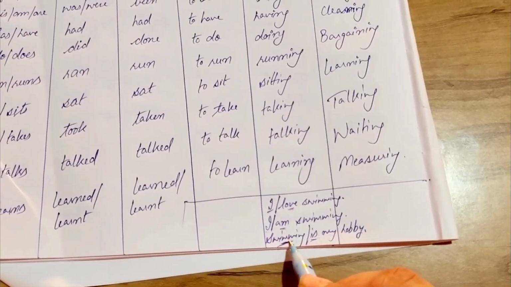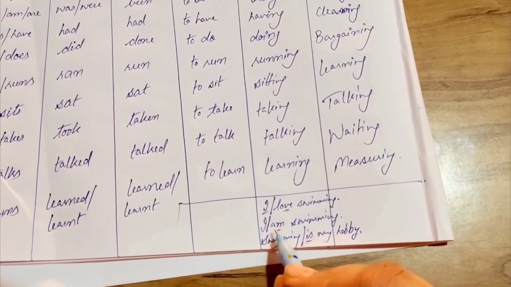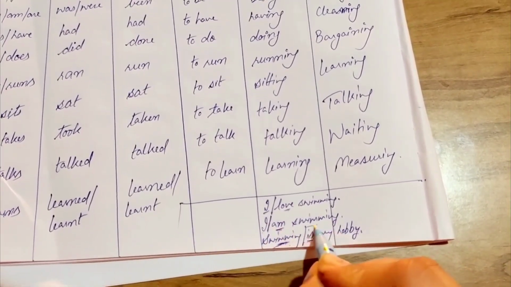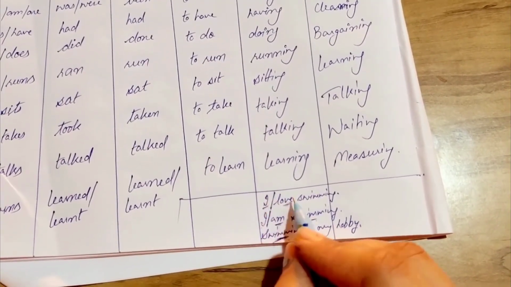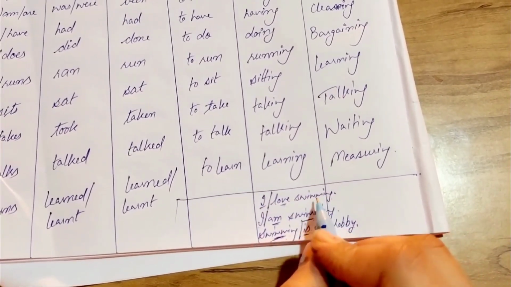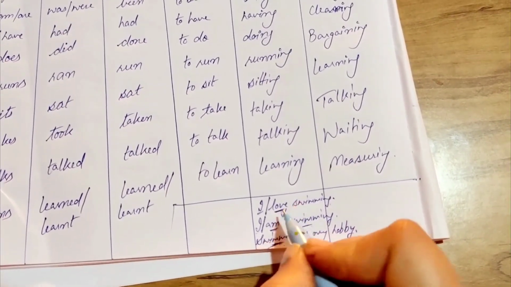Now, come back to these two sentences again. Here in this sentence, I'm saying, I am swimming. Am plus swimming. This is a continuous tense. Now, in this sentence, I love swimming. This is a simple present tense. Here, love is in V1 form. This is my verb and this is my object.